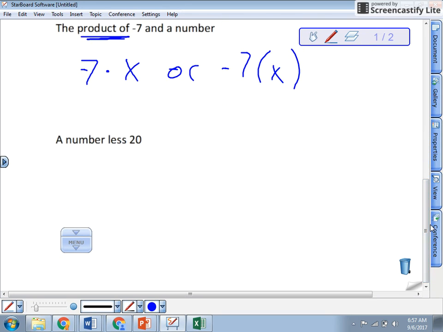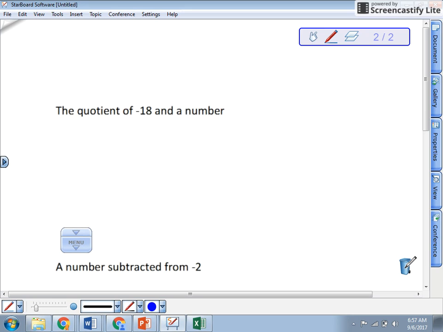A number less 20. Well, there's our phrase, a number, so we're going to use x. Less, that means subtraction, and then just the number 20. So x minus 20. Pretty straightforward. Do two more quick examples.